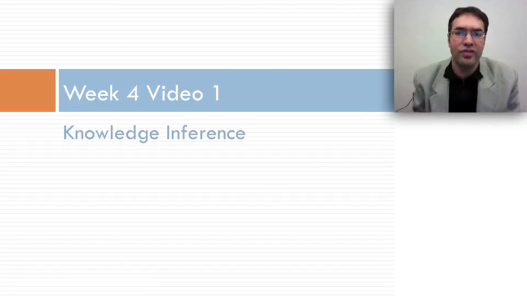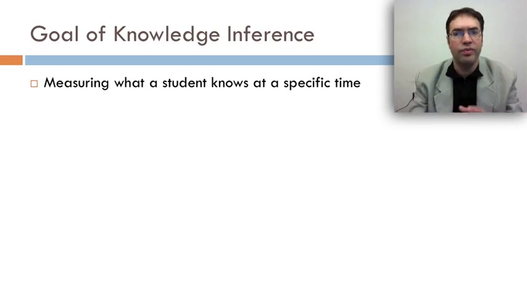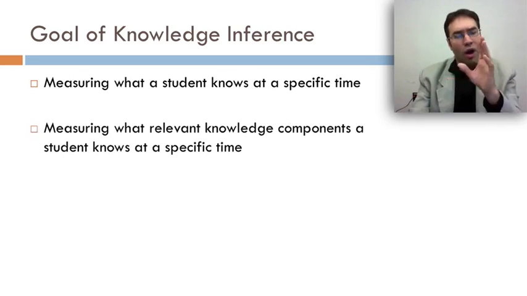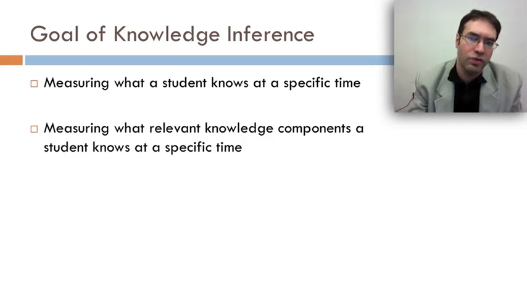Welcome to week 4 of the class. This week we're going to be talking about knowledge inference. The goal of knowledge inference is measuring what a student knows at a specific time, often operationalized as measuring what relevant knowledge components a student knows at a specific time.